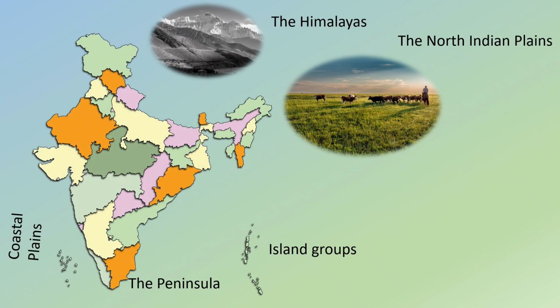When you see the physical map of India, we see that our country is divided into 5 major physiographic divisions: the Himalayas, the North Indian plains, the peninsula, the coastal plains and the island groups.